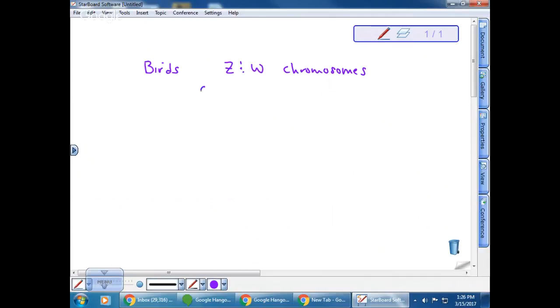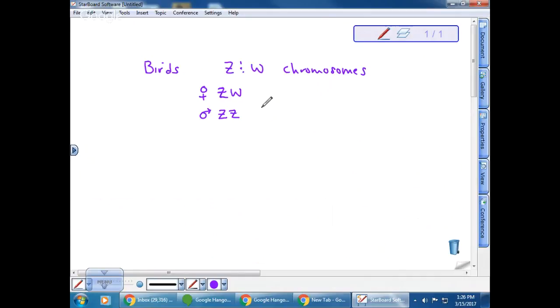So the female is homogametic. She is ZZ. Oh, sorry, heterogametic. She's ZW. It's opposite. ZW. And then the male is ZZ, right? So in this particular instance, it's the female that determines the sex of the offspring.